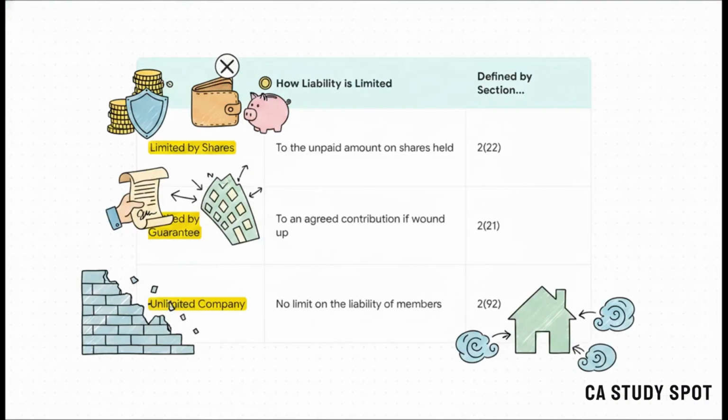So, that firewall we were talking about, it comes in 3 different levels of protection. The most common type by far is limited by shares. This means if you've paid for your shares, your personal assets, your house, your car, are safe. The company's debts are its own problem. Then you have limited by guarantee, which you often see with nonprofits. Here, members promise to chip in a certain amount of money, but only if the company has to shut down. And finally, you've got the unlimited company. This one's pretty rare, and for good reason. There's no firewall. The owners are personally on the hook for all the company's debts.